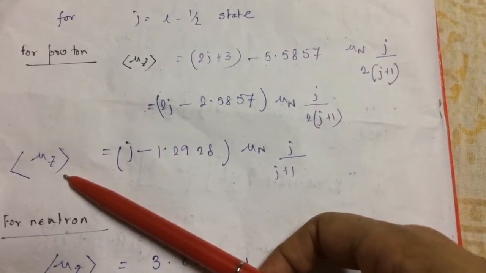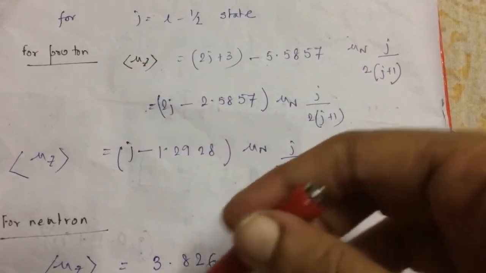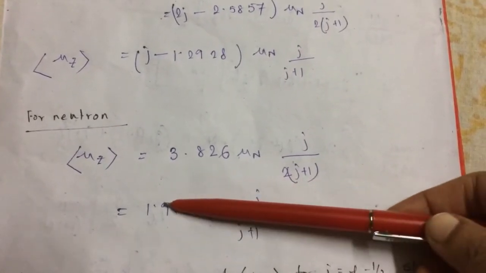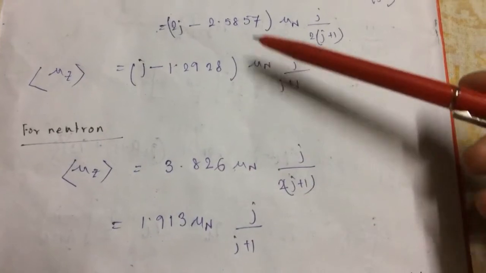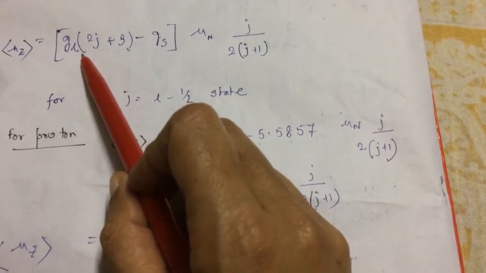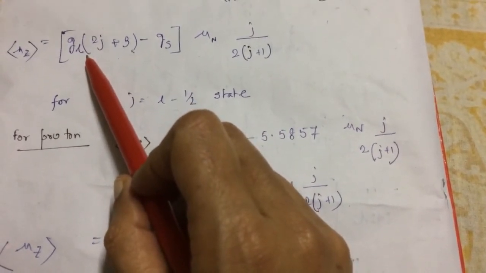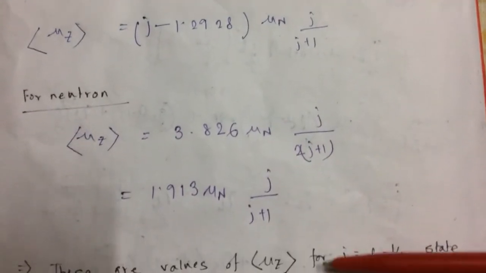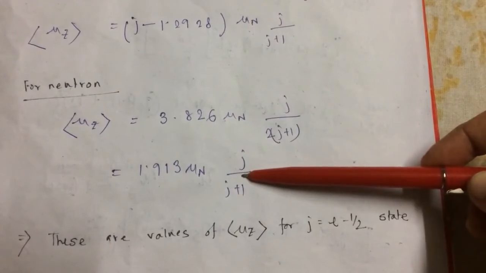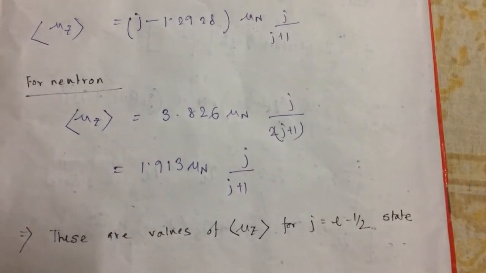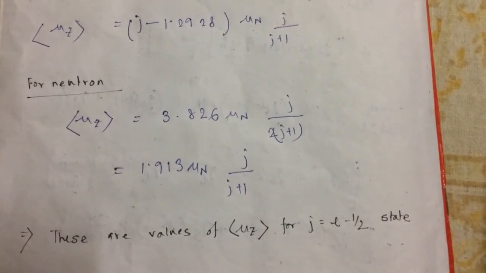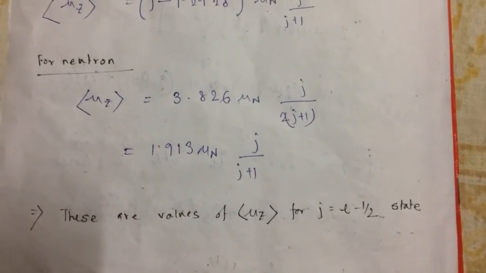This expression for mu Z average value is now for J equal to L minus half, which will give me L equal to J plus half. For neutron, one thing we need to keep in mind is that we need to put GL equal to 0 for a neutron. So this and this are the average value of the magnetic moment for proton and neutron respectively for J equal to L minus half state.